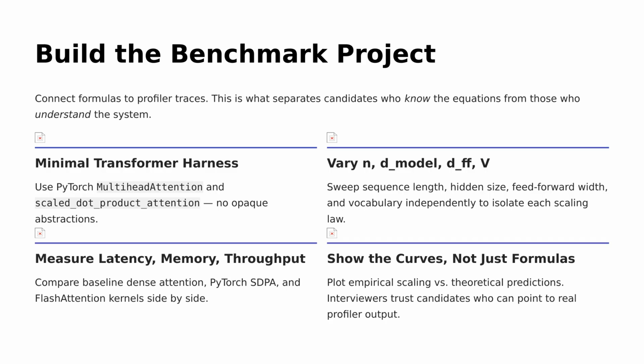The key step is building a small benchmark project that connects the math to actual profiler traces. Use a minimal transformer harness in PyTorch with MultiheadAttention and scaled dot product attention, so nothing important is hidden. Then sweep sequence length, model width, feed-forward size, and vocabulary one at a time. Measure latency, memory, and throughput across dense attention, SDPA, and FlashAttention, and plot the real scaling curves against the theory.